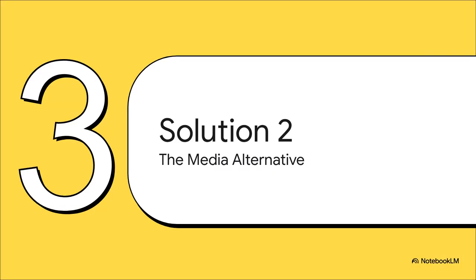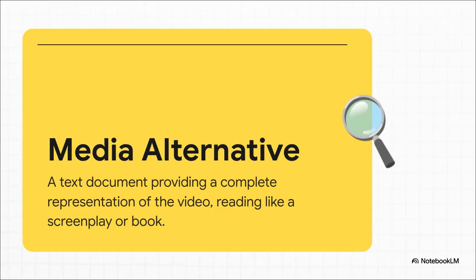Okay, but what if your video is really fast-paced, packed with information, and there are barely any pauses in the dialogue? Well, for that, we have a second option. It's called a media alternative, and it takes a much more comprehensive text-based approach. A media alternative is basically the book version of your video. It's a separate text document that describes everything, and I mean everything that happens. The official guidance actually compares it to a screenplay, which is the perfect way to think about it. It literally tells the entire story in words.